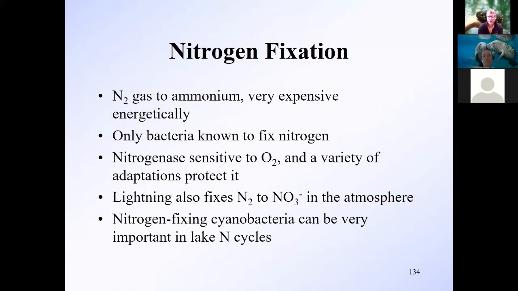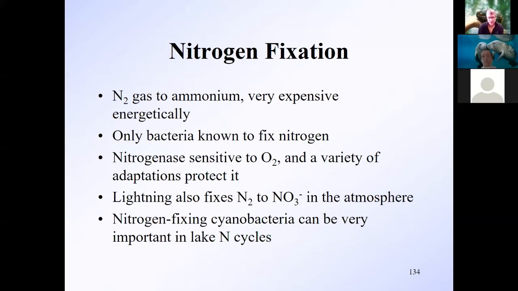It takes a huge amount of energy. So nitrogen gas is less oxidized than nitrate. So it does have potential energy, but it just takes so much energy to convert it that most organisms just can't or won't do it. And this is the lightning, it has a lot of energy, right? So it can actually zap the N2 gas hard enough to turn it into nitrate.